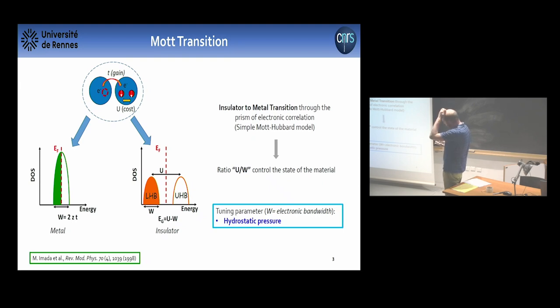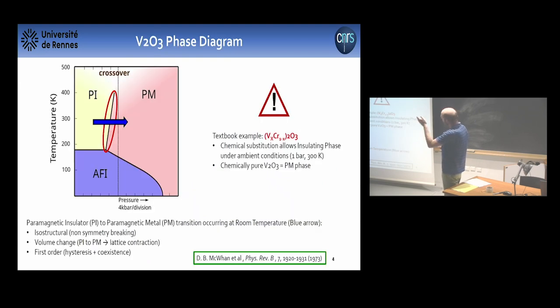In our case, we are quite old-fashioned. The tuning parameter we'll be using to drive this Mott transition is just hydrostatic pressure, as is done quite commonly. The sample we're interested in, which you already heard about, is vanadium sesquioxide, V2O3, with the given phase diagram, which is quite famous.